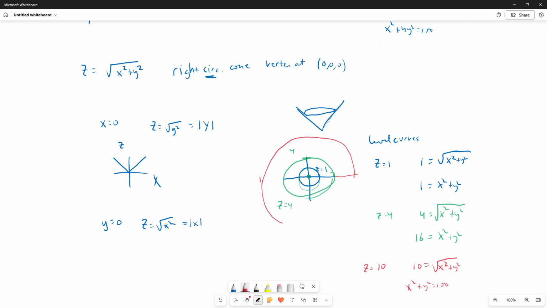So as we increase the value of z, the circles get bigger. Just what you would expect from a cone. As you go up, the circular cross sections will get larger and larger, and that's what we're seeing here in a top-down view. These are the level curves.